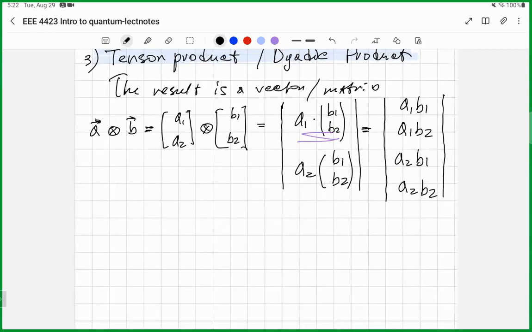So in the input, we had two-dimensional vectors. In the output, we get one vector, which is four-dimensional, a vector with four components. We can denote it: 2D vector in the input, and in the output, we get a 4D vector, a four-dimensional vector.